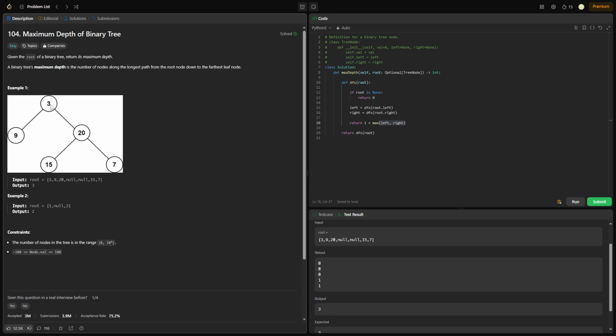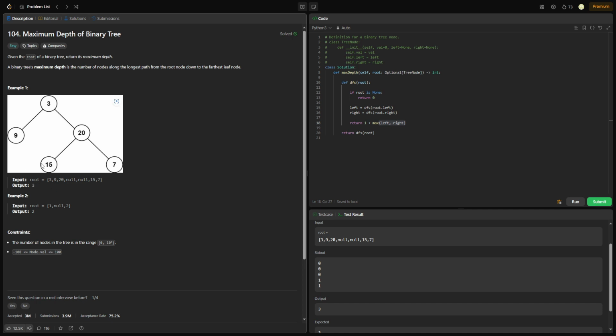Okay, now we're back up at 3. We're gonna go from this 3 to this 20 to this 15, and then at this 15 we're gonna go root.left. We're gonna return 0. Then at this 15 we're gonna go root.right. We're gonna return 0, right? Because it has no child nodes. So when we're at this 15, we're going to go back up and return 1 plus the max of the left and the right subtree.